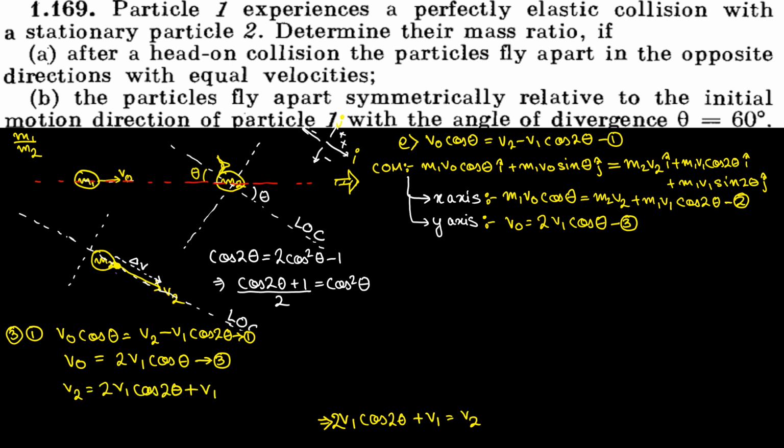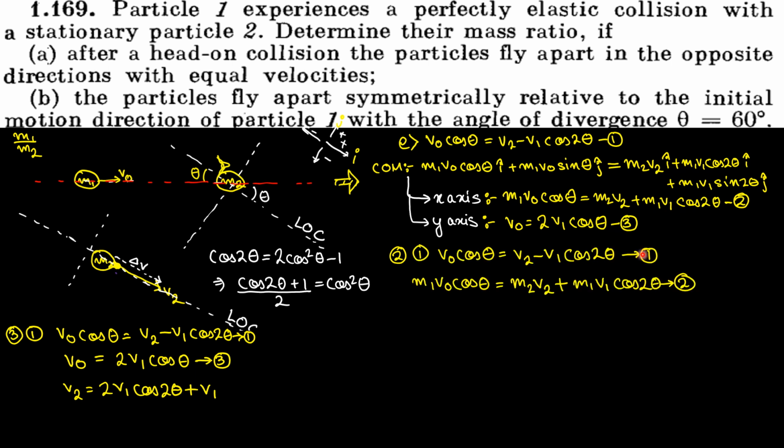So I've written this entire term out here. Okay, I'll be erasing this one. Now in the second part of the equation, I'll combine 2 and 1. Okay, equation number 2 and 1. So this is equation number 1, this is equation number 2. So if I substitute v0 cos θ is equal to v2 minus v1 cos 2θ out here, I'm substituting the value of v0 cos θ out here. Okay. So if I substitute the value of v0 cos θ out here, I get this equation, isn't it?